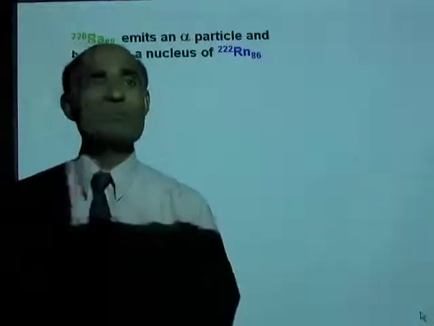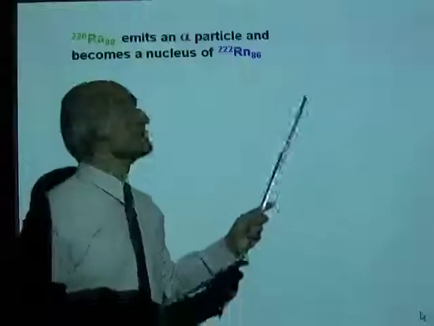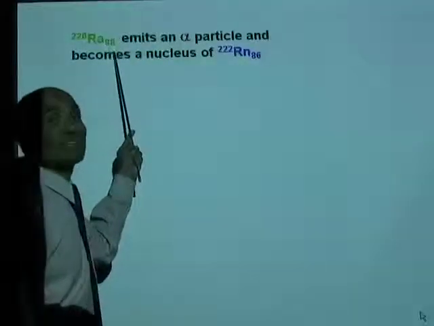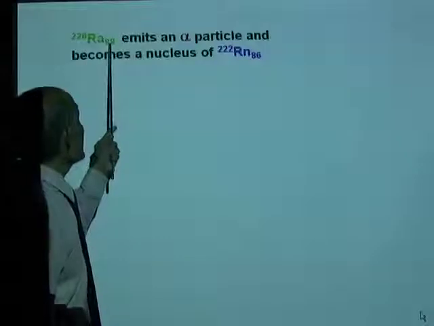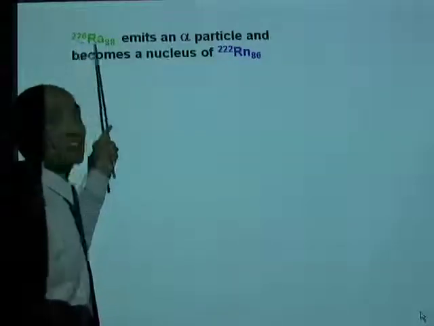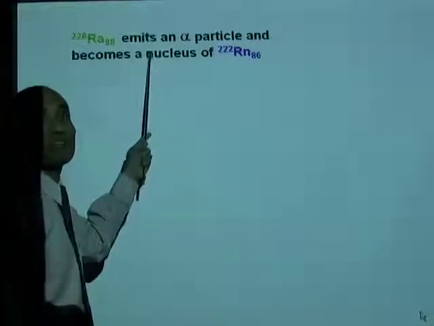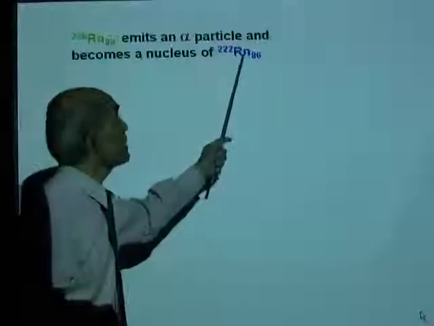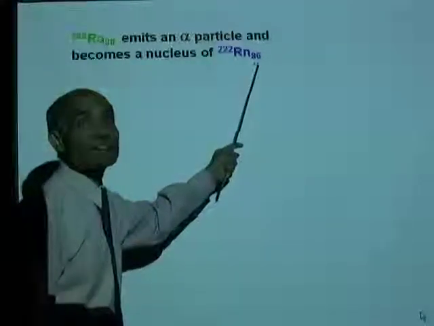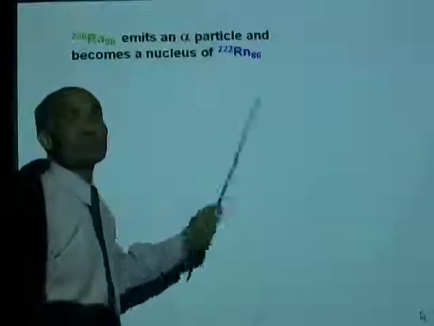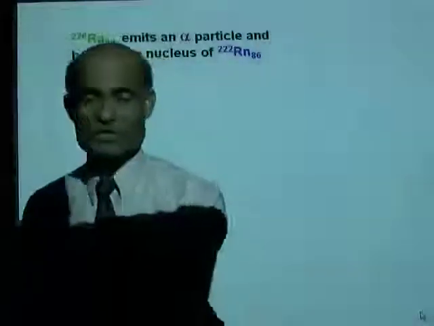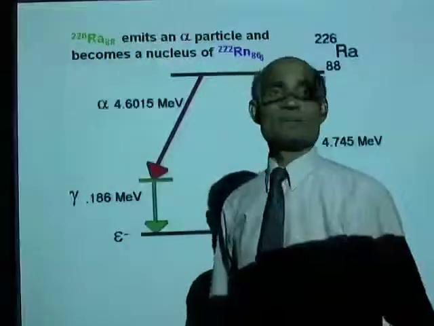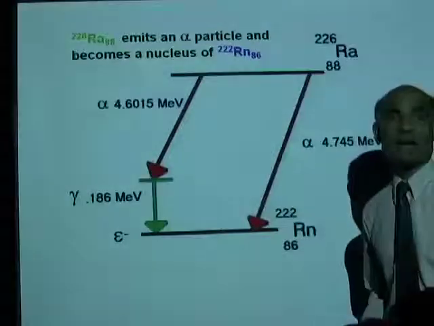Another example. Radium, what's the atomic number for radium? 88. Now, radium-88-226 emits an alpha, and it becomes the nucleus of radon-86-222. Can you write that equation? Well, here is a picture of that process.